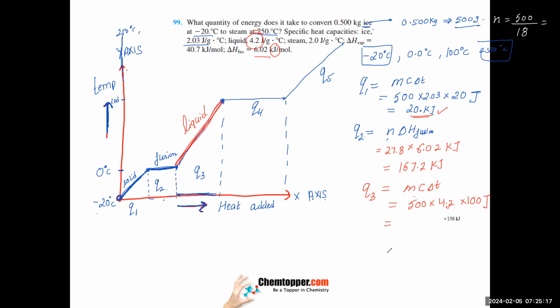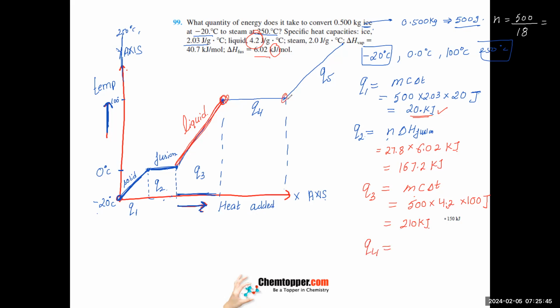Can we convert this into kilojoules? Okay, 210 kilojoules. Is it 210 or 21? I think you were showing me 40, so 210 kilojoules. Okay, that is Q3. Calculate Q4 now.